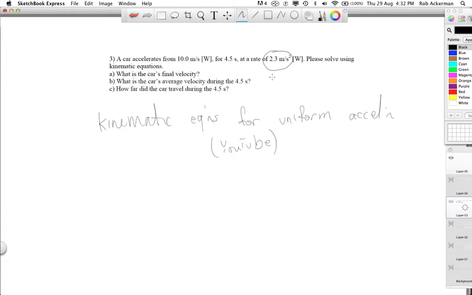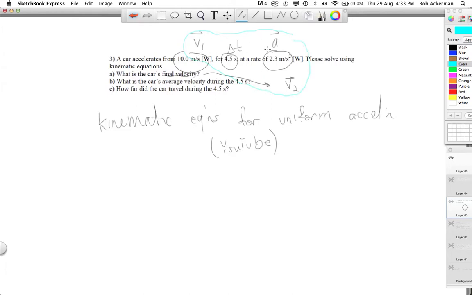But for these ones, pretty straightforward. We're starting with a V1. We go for a certain amount of time. We have a certain acceleration. You're asked for something like the final velocity. That's a V2. So go pick a kinematic equation that relates these 4 variables.